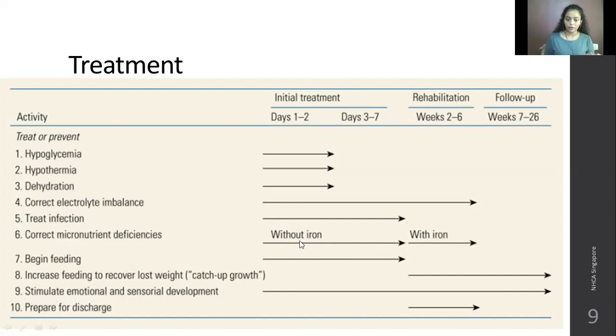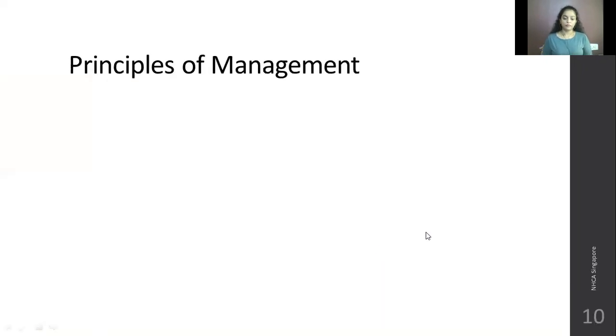After that, during the rehabilitation stage, when the child has been moved to the wards and focused feeding is given, at that time you can introduce iron in the feed. Up till that time, iron should not be given, because it can lead to certain toxicity. So this is the table which you have to follow for the treatment plan for malnourishment. Principles of management on page number 166.